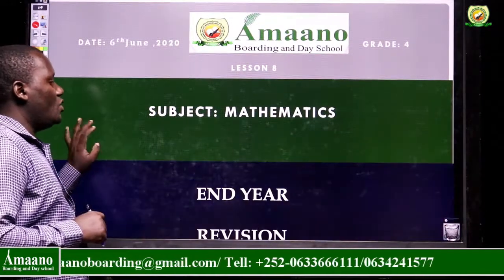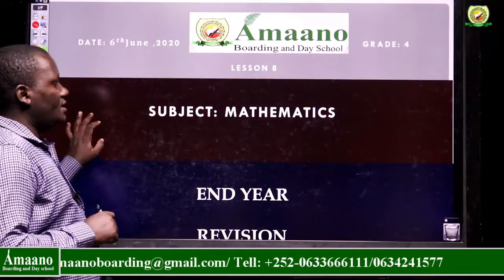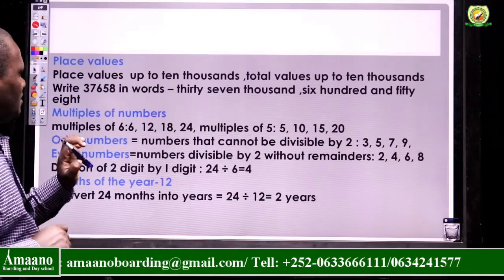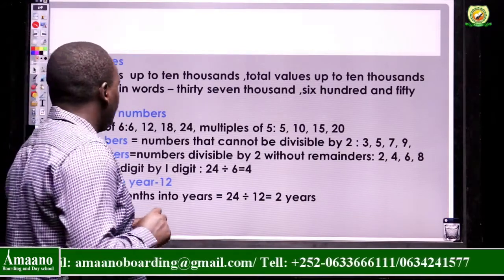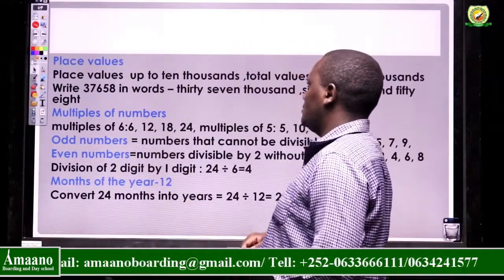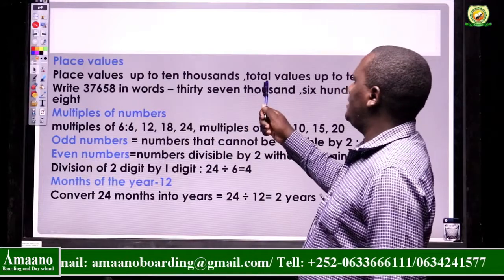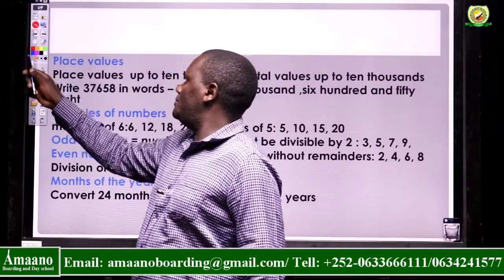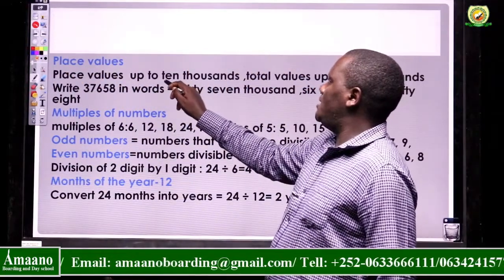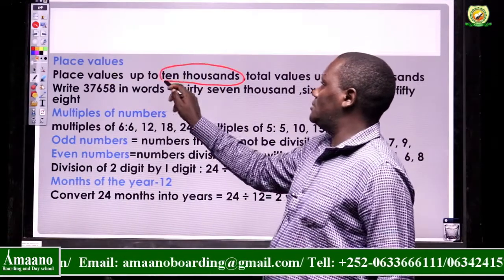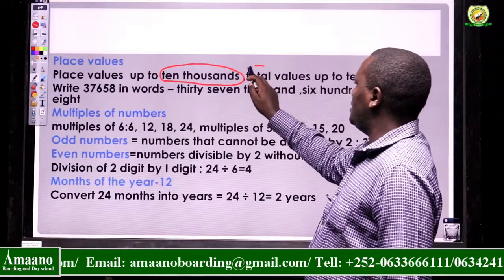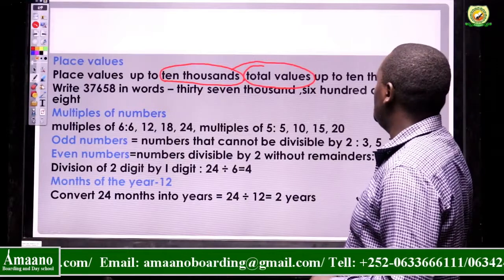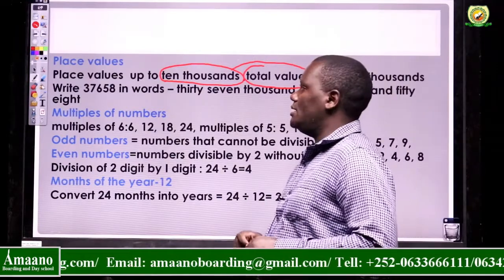It's only on revision this academic year. Now, the first topic that we learned when you stepped in grade 4, it was on the place values up to 10,000, and there is also the total values up to 10,000. What do I mean here? I mean that when you do revision, know the place values of numbers up to 10,000. Also, learn on the total values up to 10,000. That is what we did in our lesson.